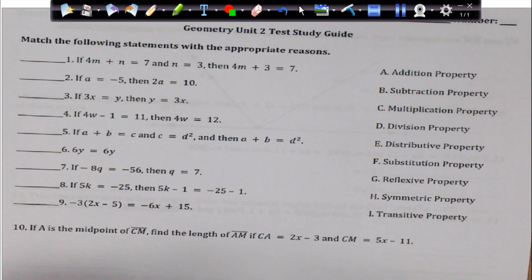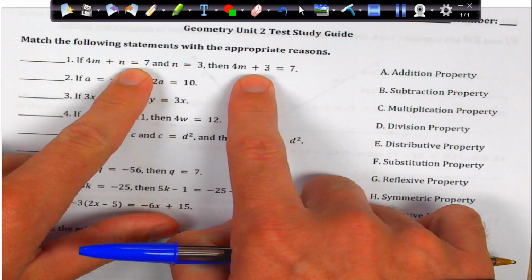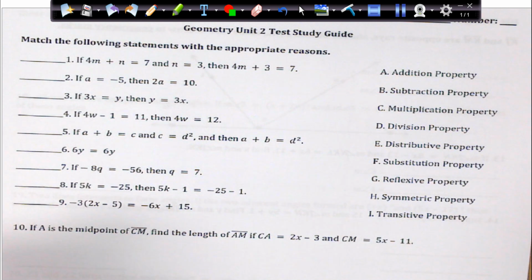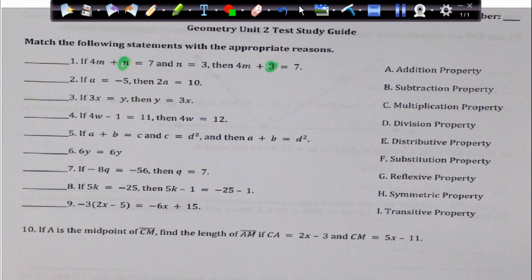So our first one, 4 plus n equals 7, n equals 3, and then what do we do? We plug it in. So we had n, and now it's 3. So that's straight up substitution. We're taking a player out, putting a player in.